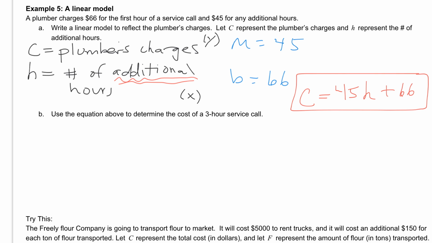Then in part B, we want to use the equation above to determine the cost of a 3-hour service call. Well, remember, hour 1 does not count. It's additional hours that count. So H, instead of being 3, H is actually going to be 2. So if H is equal to 2, then we want to plug that in for our H value in our equation that we just found.